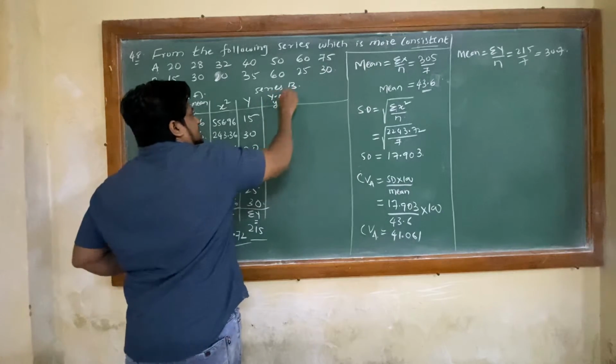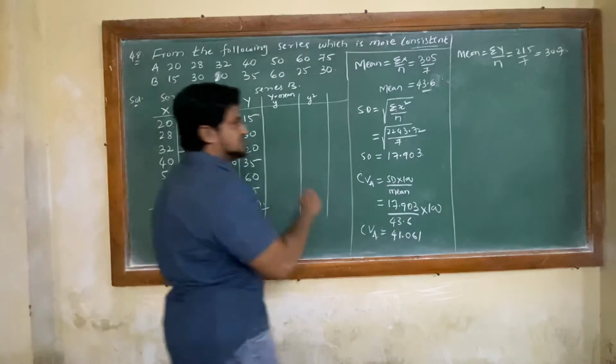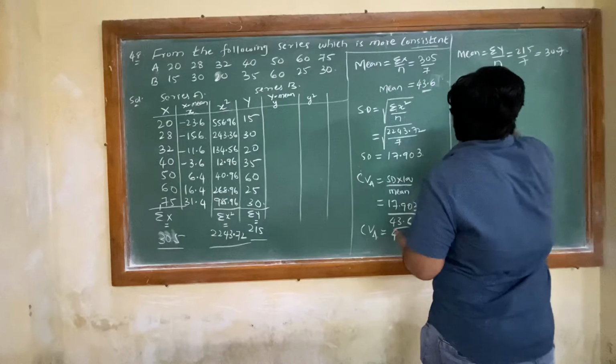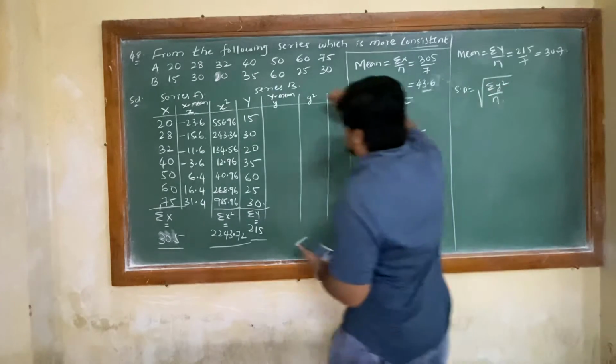Once we have the value of mean, we need small y, which is y minus mean of y. Then we will take y square. Why are we doing this? In order to get the standard deviation value. Standard deviation equals root over sigma y square by n. That's why we need y square here.